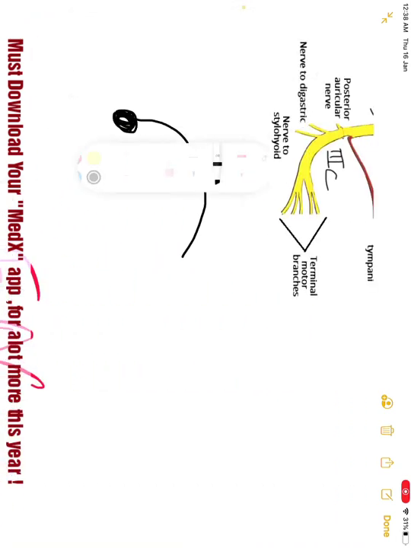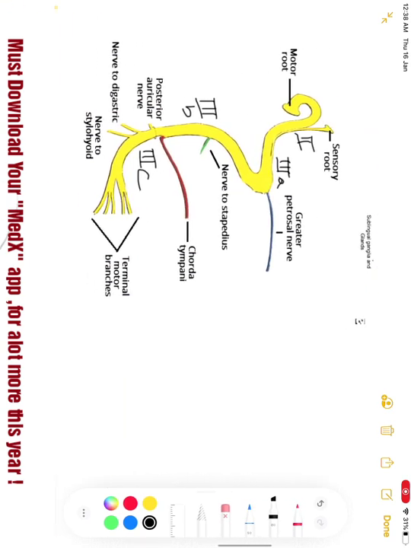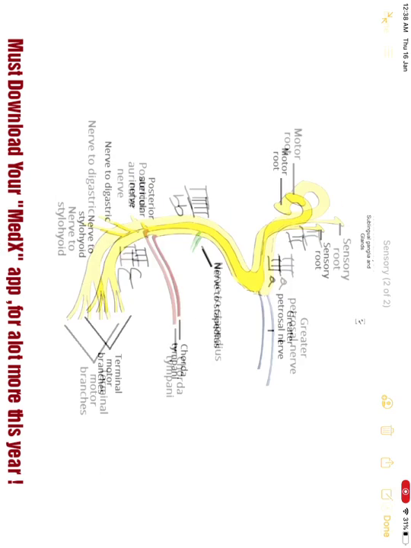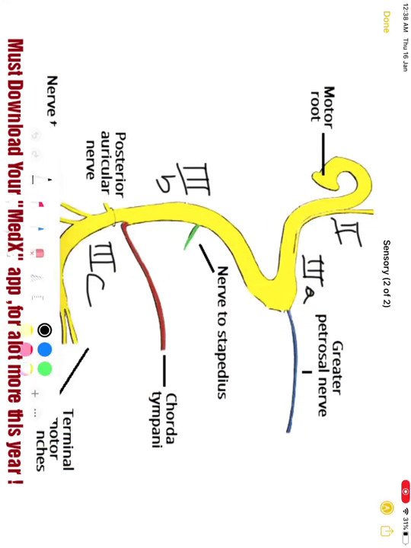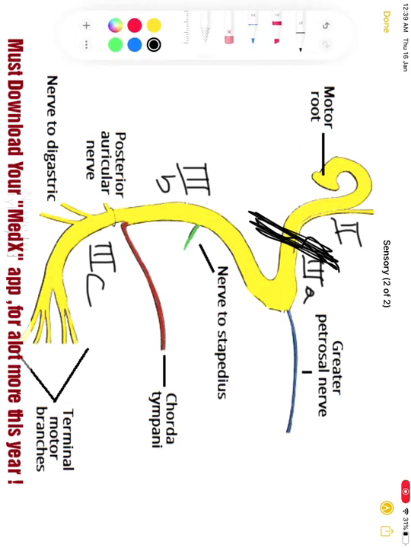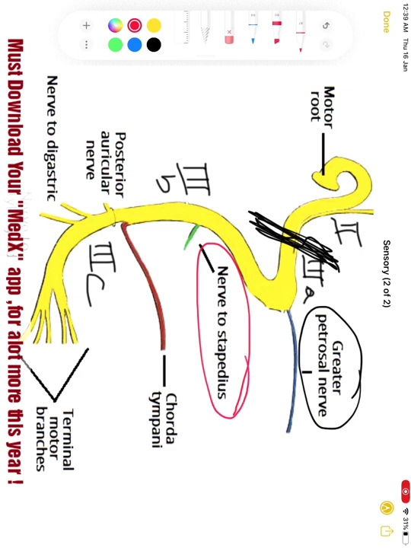So we'll again try to revise these things. Just see here and tell me. So if there is a lesion here, what all will you find negative? I'll try to maximize it. Yes. So if there is a lesion somewhere here, all the things, that is, the lacrimation will be absent due to the GSPN, the stapedial reflex will be absent, and the taste will be absent.